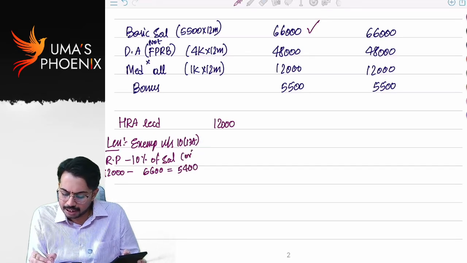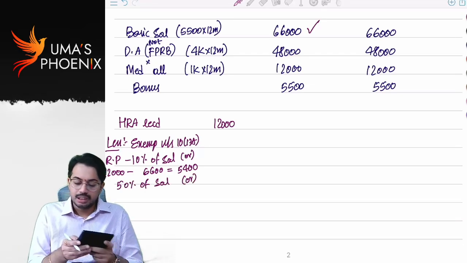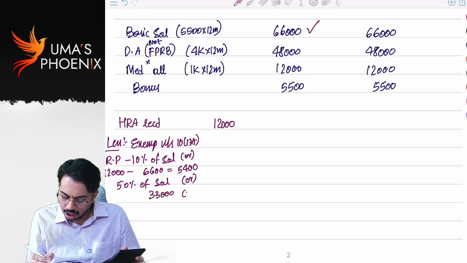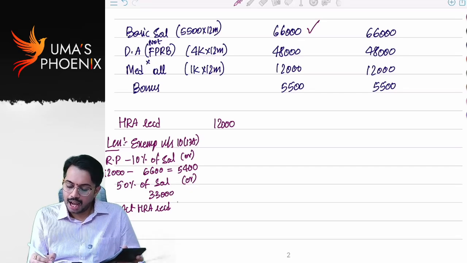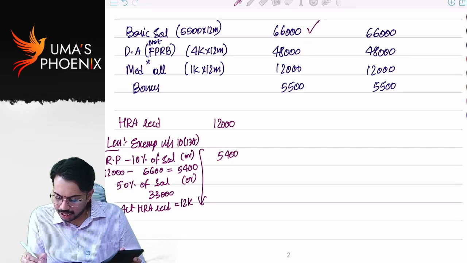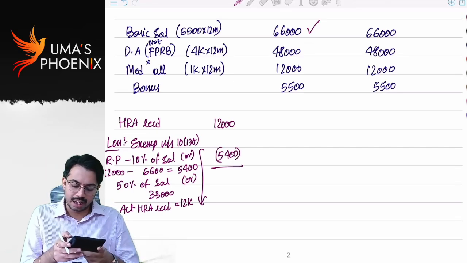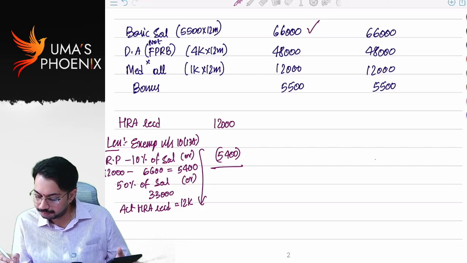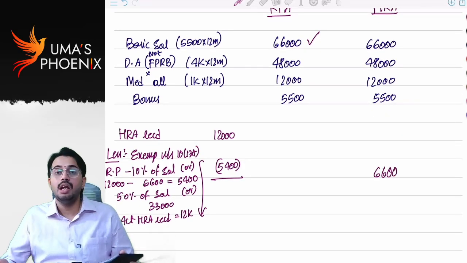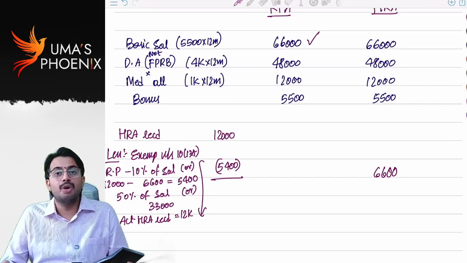Or, Kolkata, 50% of salary. How much is 50% of salary? 66,000 into 50%, 33,000. Or actual HRA received. How much is actual HRA received? Actual HRA received is also 12,000. Whichever is lower, 5,400 is exempt. So how much is taxable HRA? 12,000 minus 5,400. Taxable HRA is 6,600.